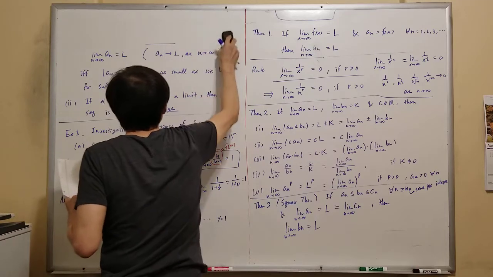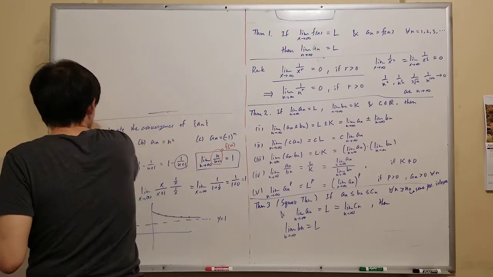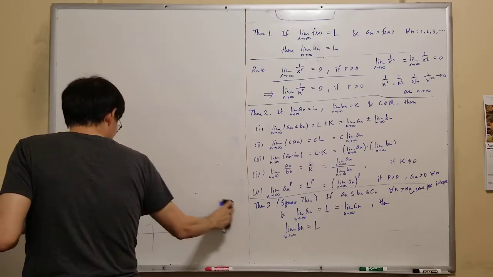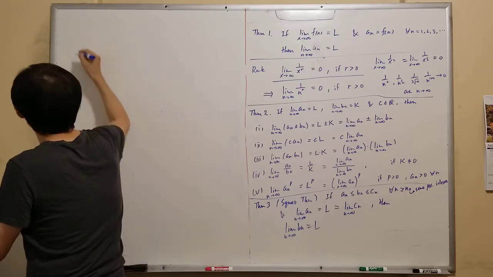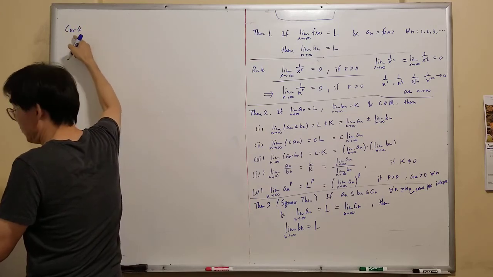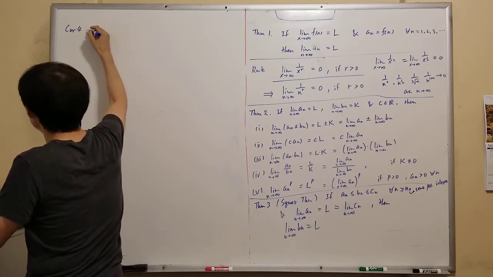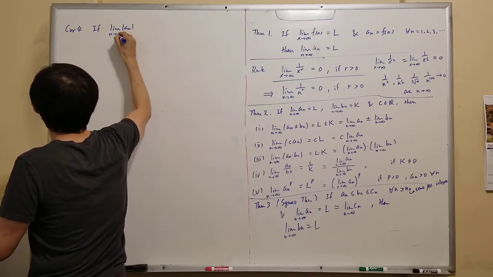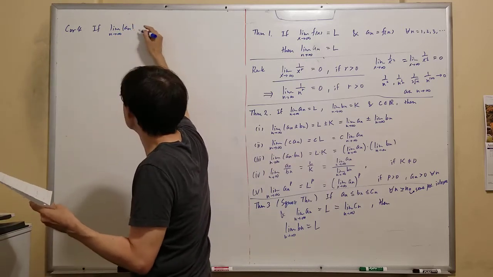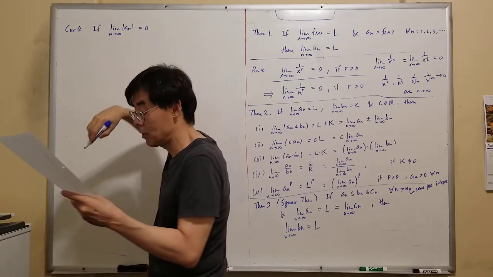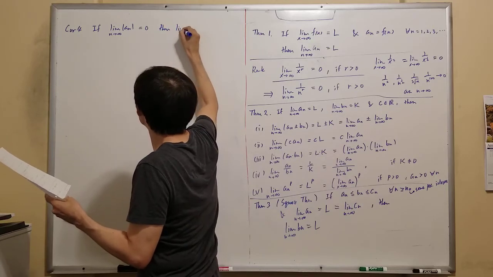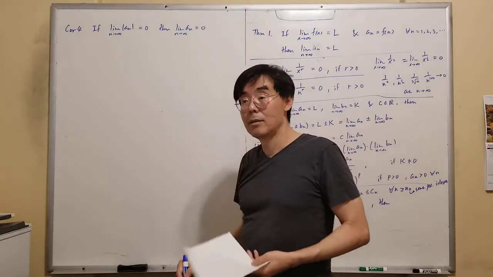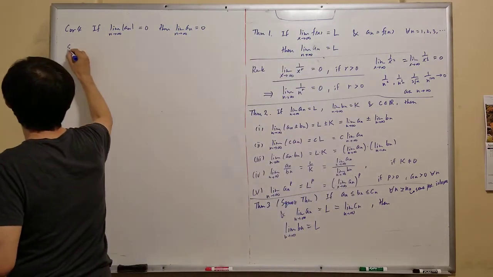The first application of the squeeze theorem will be also a very obvious one. That is, we call it a corollary. Corollary: if the limit of the absolute value of a_n equals 0, then a_n must be 0, of course. How do we prove that? Proof.